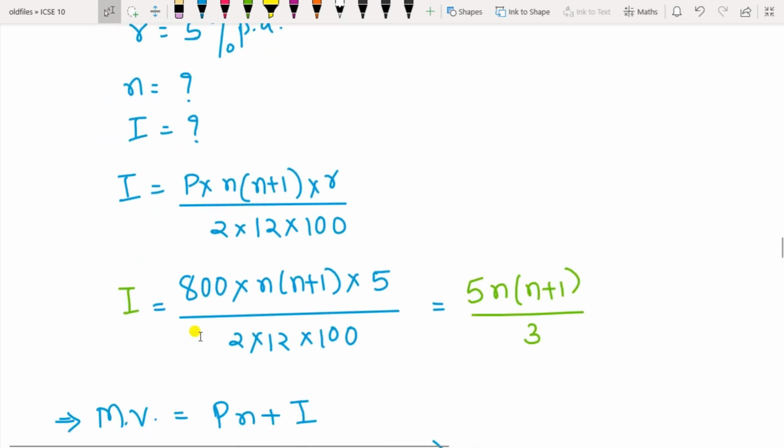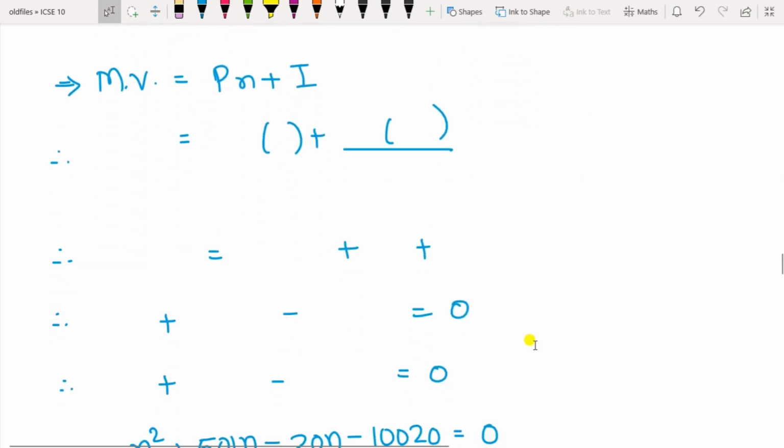So first apply the formula for interest here. So this is the interest, as you don't know the time period also, so interest will be 5n(n plus 1) by 3. Then write the formula for maturity value. Here you have maturity value as 16,700, 800 is P into n and I is 5n(n plus 1) upon 3.